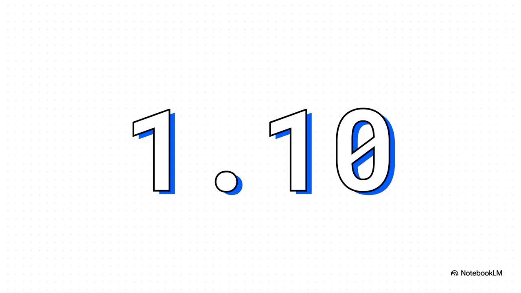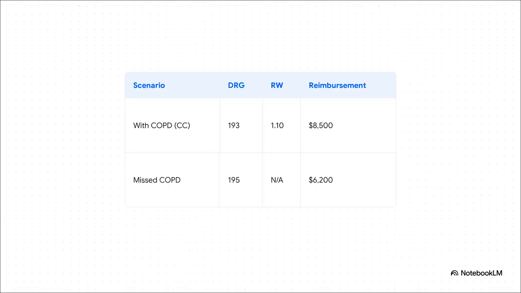CMS fixes the base rate based on the hospital's region. But that relative weight, that is entirely dependent on the DRG that you, the coder, assign based on the clinical documentation. Let's put this into perspective with a real-world scenario. Say a patient is admitted with pneumonia. If a coder accurately captures a secondary diagnosis of COPD from the physician's notes, that acts as a complication or comorbidity, a CC. The hospital gets reimbursed $8,500.